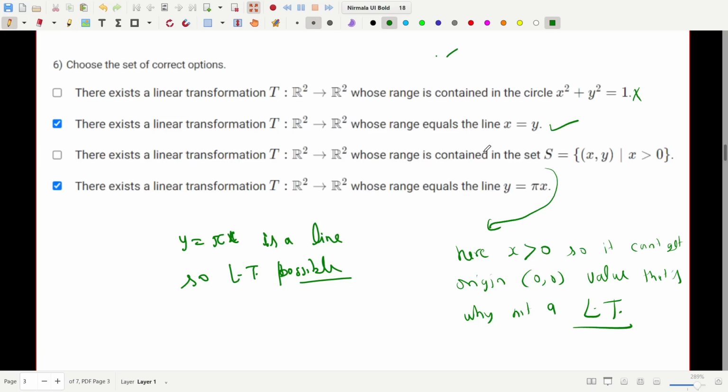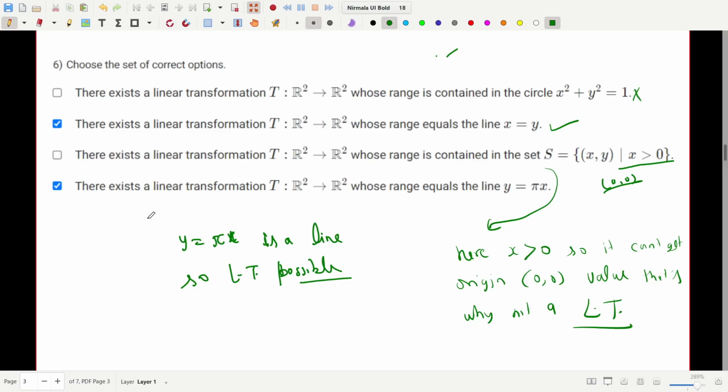R2 to R2 whose range is contained in the set (x, y) where x is always greater than 0. If x is always greater than 0, then we cannot get the origin (0, 0). That's why it's not a linear transformation, because any linear transformation should contain the origin (0, 0). It is showing the condition x is always greater than 0, so it is not possible, not a linear transformation. It would be something else, an affine subspace, but not a linear transformation.